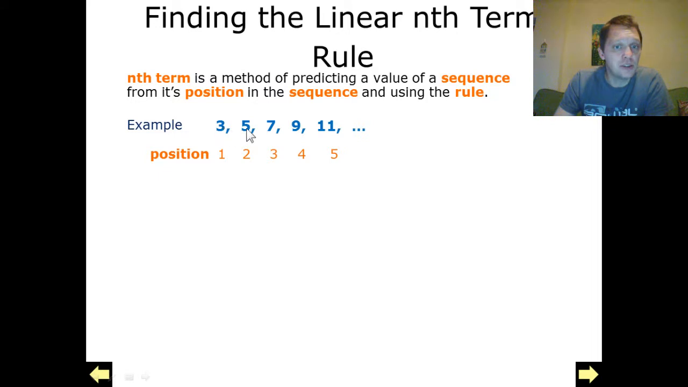So each one of these numbers has a term position. They have their position within the sequence. So 3 is my first term, 5 is my second term, 7 is my third term, and so on and so forth.